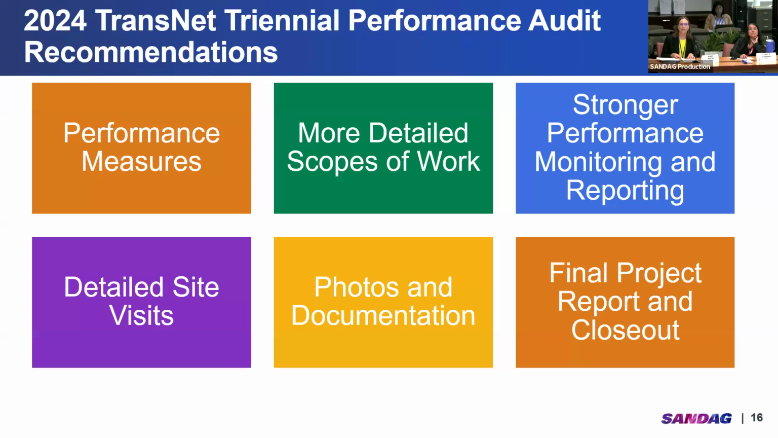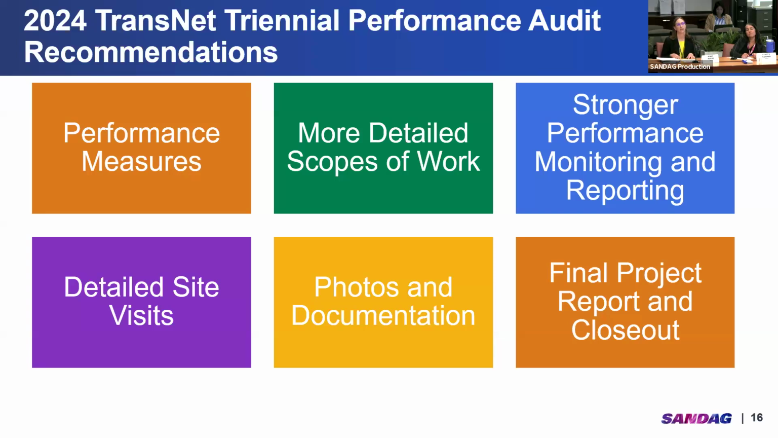And then every three years, the Independent Taxpayer Oversight Committee, or ITOC, authorizes a performance audit of the TransNet program, including all of our grant programs that are funded through it. We just completed the most recent triennial performance audit earlier this year. There were a number of recommendations that came out of that audit that have been summarized on the slide for you. Most of these are administrative changes that the grant recipient won't see. These are things that myself and my team will be doing behind the scenes just to shore up some documentation.